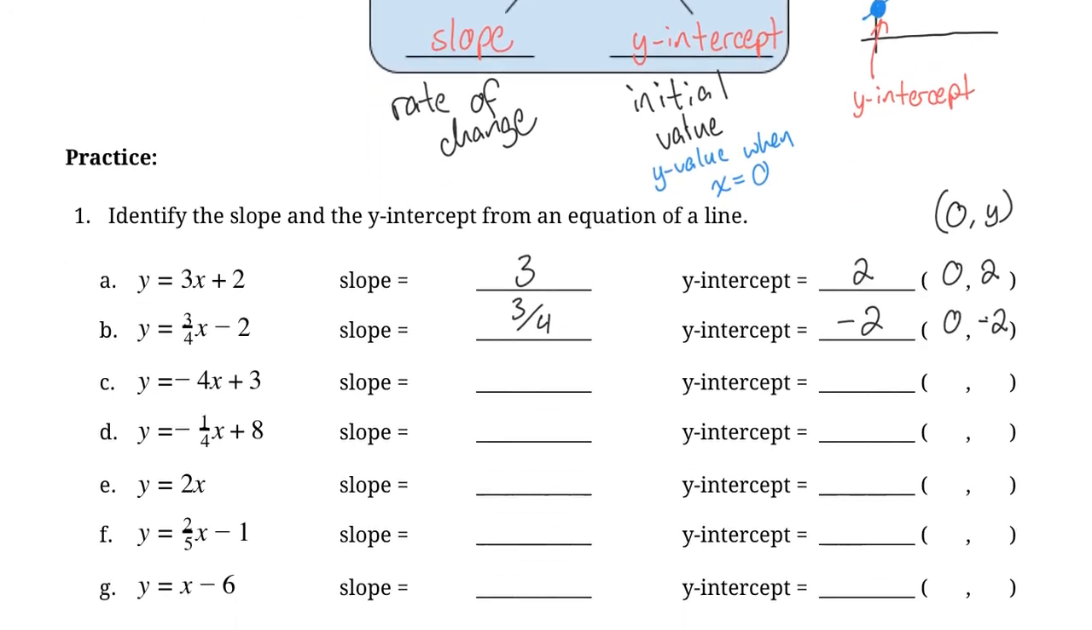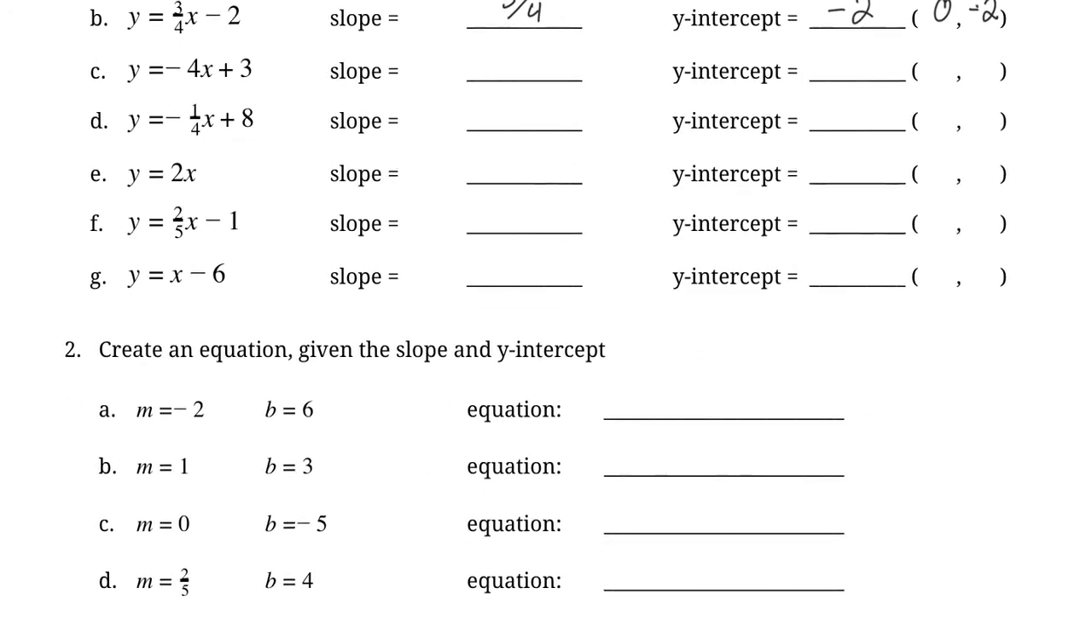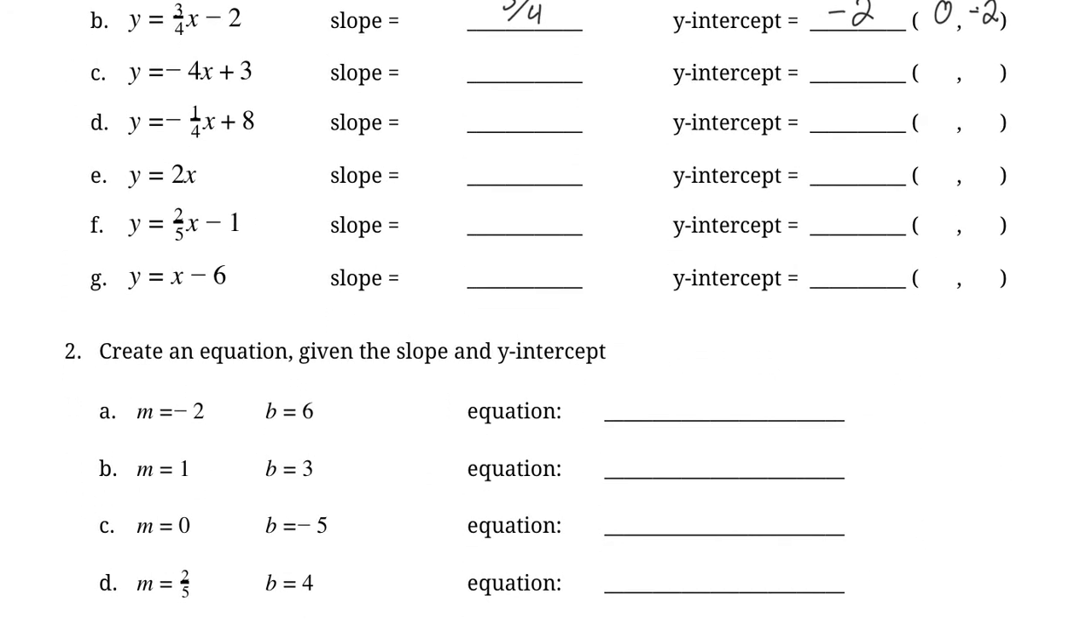Now let's actually look at creating equations when we're given the slope and the y-intercept. So remember, the equation is y equals mx plus b. m is our slope, b is our y-intercept. So when m is equal to negative 2 and b is equal to 6, our equation would be y equals negative 2x plus 6. And let's do another one.